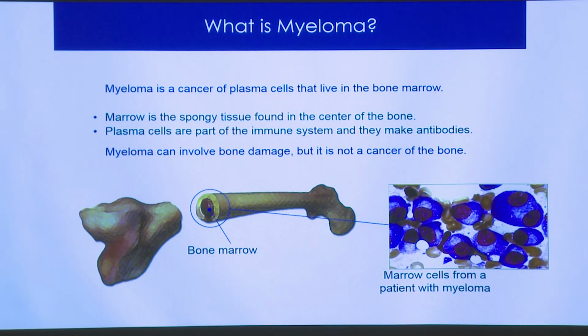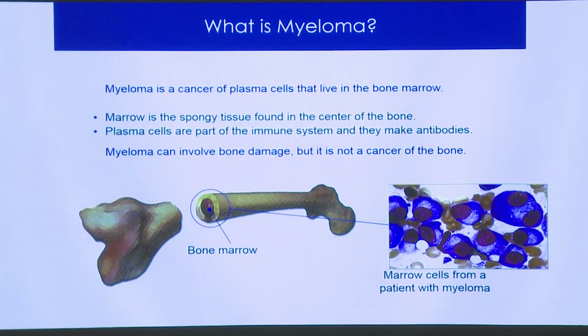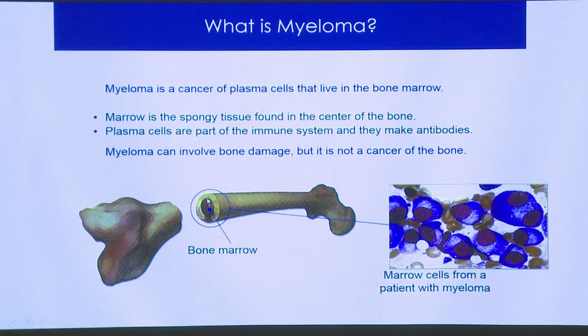Essentially, you probably know that already, but myeloma is a cancer of plasma cells. Plasma cells that have become malignant, and it's a bone marrow cancer. It's the most common bone marrow cancer, in fact. Bone marrow is the spongy tissue inside the bones. It can involve bone damage when the myeloma starts to grow within the bone marrow, but it is not really a bone cancer. So a lot of patients think it's a bone cancer, but it's not. It's a bone marrow cancer.